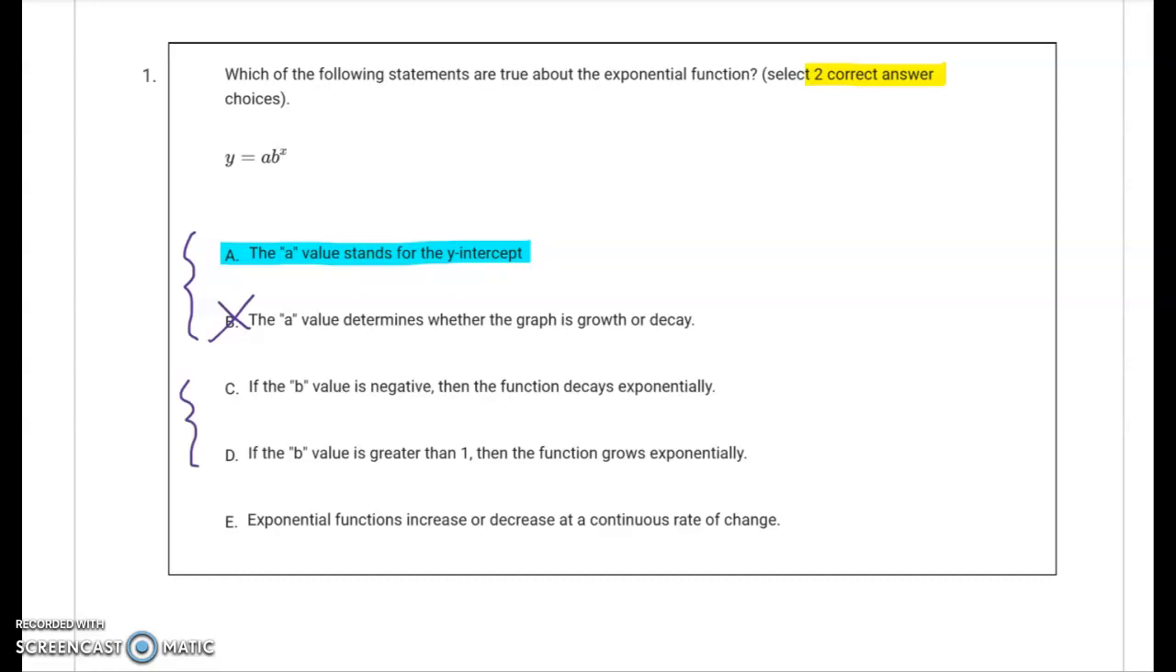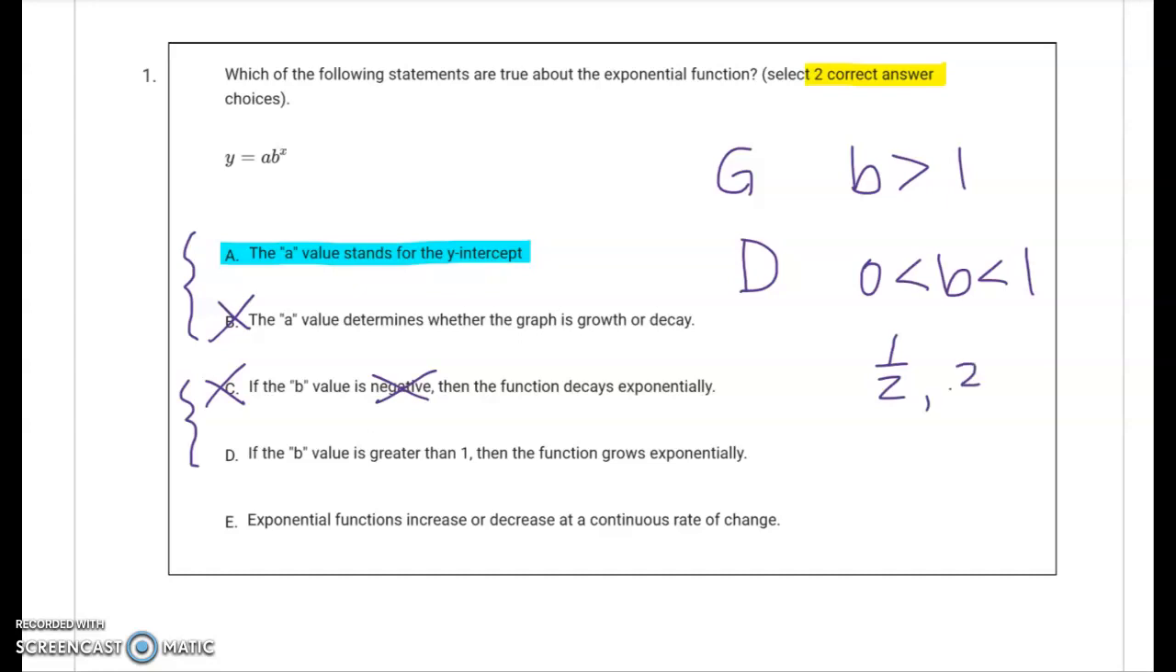B is a negative value. No. If B is greater than 1, then it is growth. If B is between 0 and 1, it is decay. There is no negative B value. It's always positive. So this one doesn't make any sense at all, because we're never going to see a negative B value. But if it's less than 1 but bigger than 0, like 1/2 or 0.25, those are all decay because they are less than 1. So we found our other correct answer.